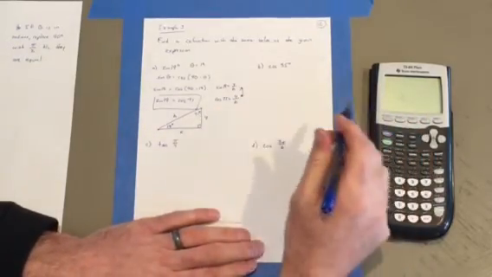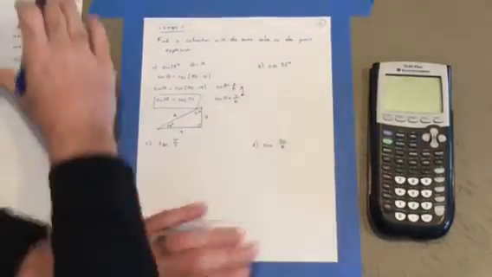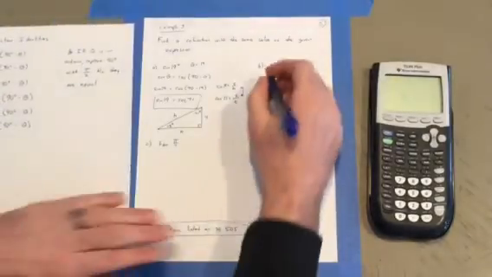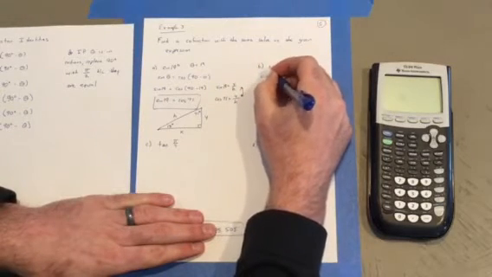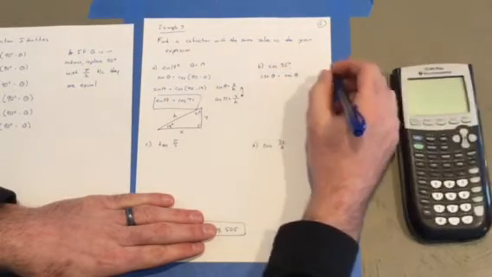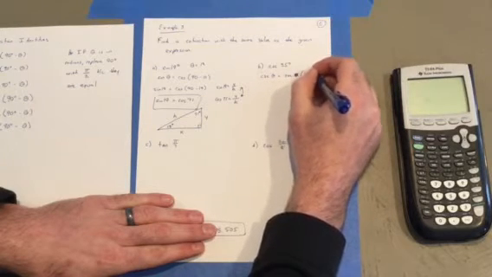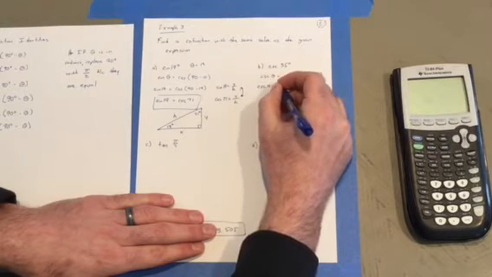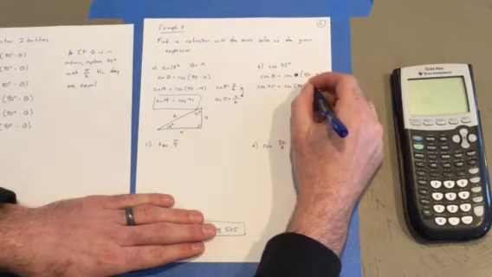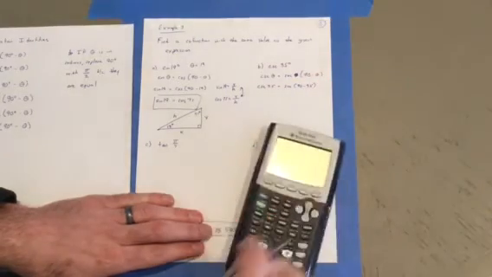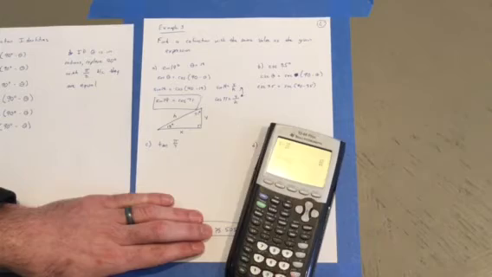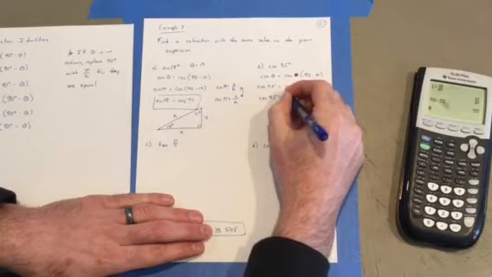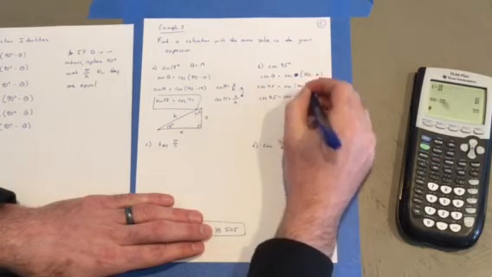All right, so for B, I check my identity sheet to find out which one I'm using. Cosecant theta equals secant of 90 minus theta. So cosecant 35 equals secant of 90 minus 35. Can't do that in my head, so find your calculator. 90 minus 35, and we have cosecant 35 equals secant of 55.